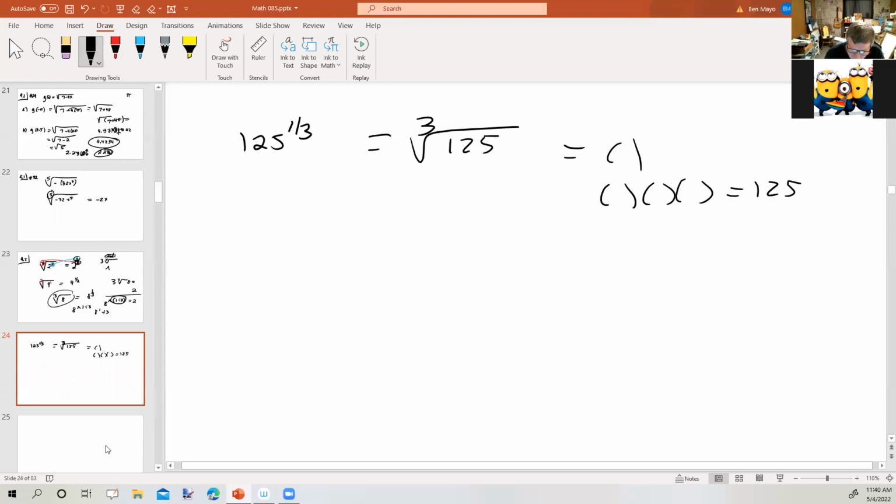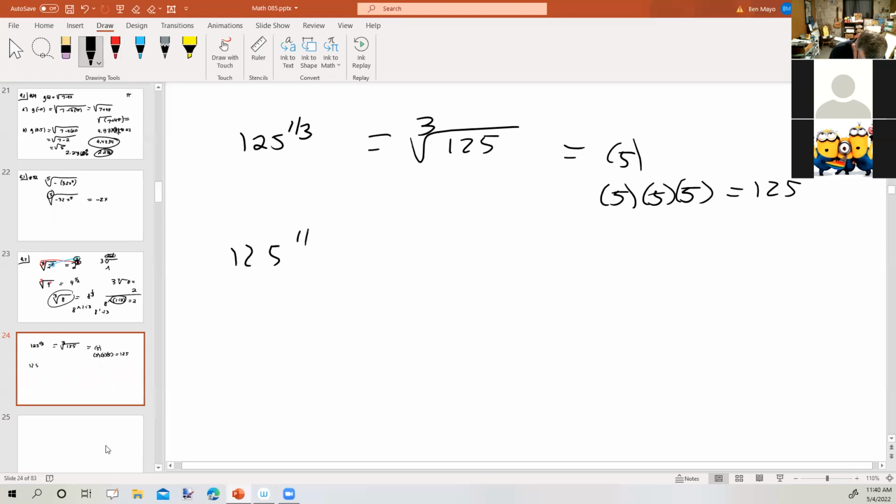What's the cube root of 125? 5. 5, right? Because 5 times 5 is 25, times 5 is 125. So 125 to the 1/3 power is 5. On your calculator, you could put in this, and you should also get 5. All right. Any questions there?